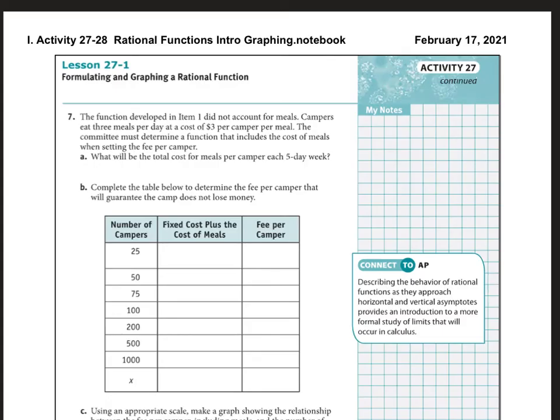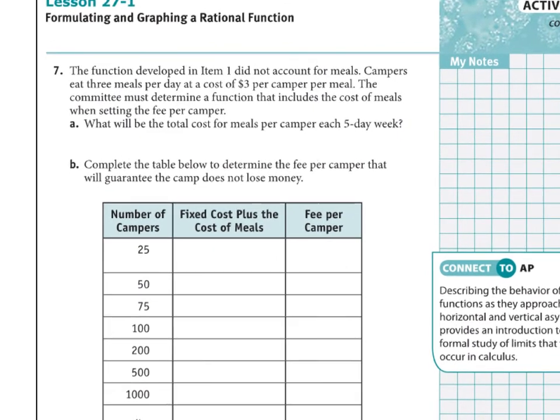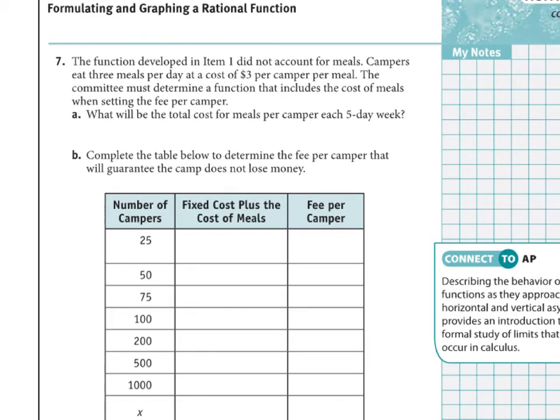All right, so let's get back into it. We didn't really account for the meals. When we did this, we were just taking the 12,000 divided by x, okay? But let's think about it now. Campers are going to eat 3 meals per day at a cost of $3 per camper per meal. So you're eating breakfast, lunch, and dinner. Each one's $3. Okay, and we're doing that for 5 days.